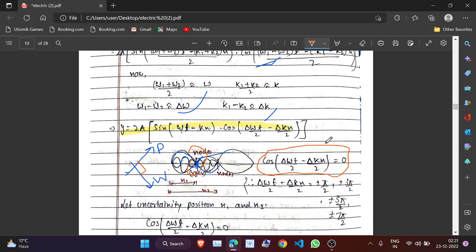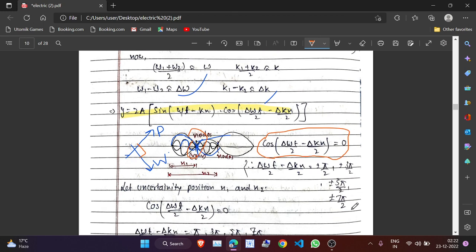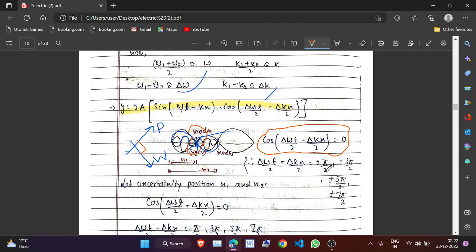That's why cos of delta omega t by 2 minus delta k x by 2 is equal to 0. What does this 0 symbolize? Because cos 90 is equal to 0, therefore this cos is equal to 0. So if cos is equal to 0, then the inside quantity, the angle, must be equal to plus minus pi by 2, plus minus 3 pi by 2, plus minus 5 pi by 2, 7 pi by 2, quantities like this.